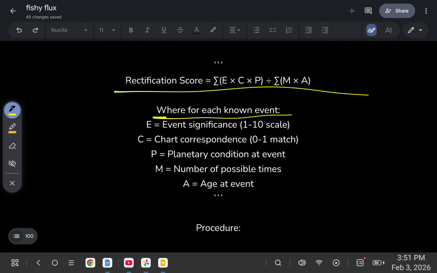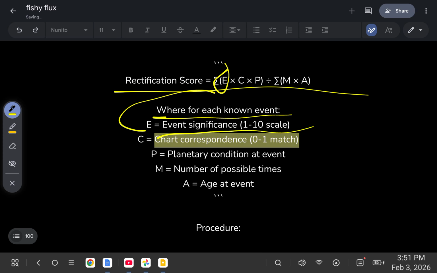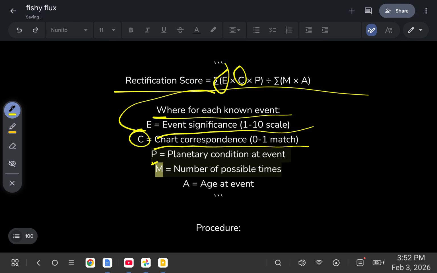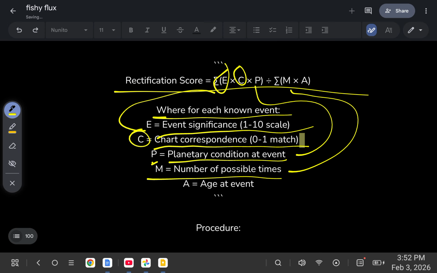So where for each known event, we have E. And what does that mean? Event significance on a 1 to 10 scale. So what is C? Well, C is chart correspondence, 0 to 1 match. And P is planetary condition at the event. M is the number of possible times. And A equals the age at the event.